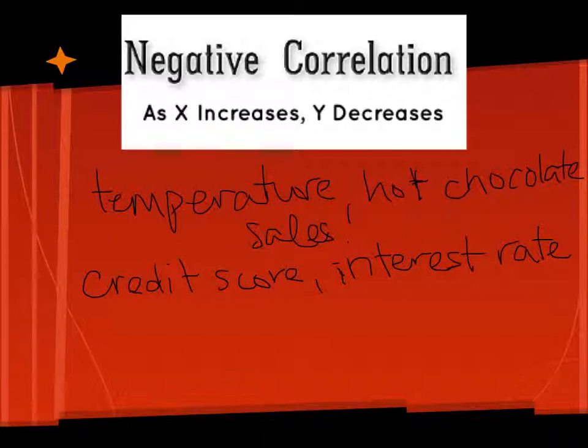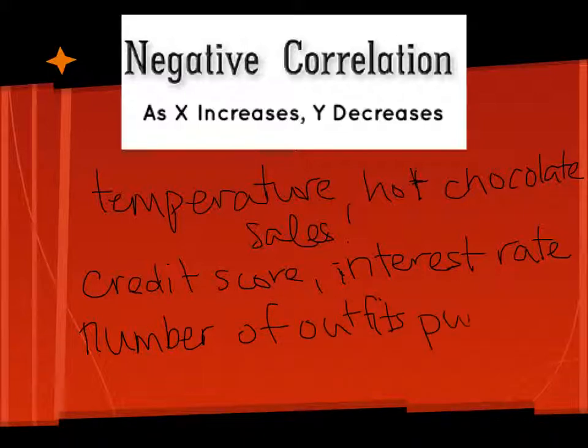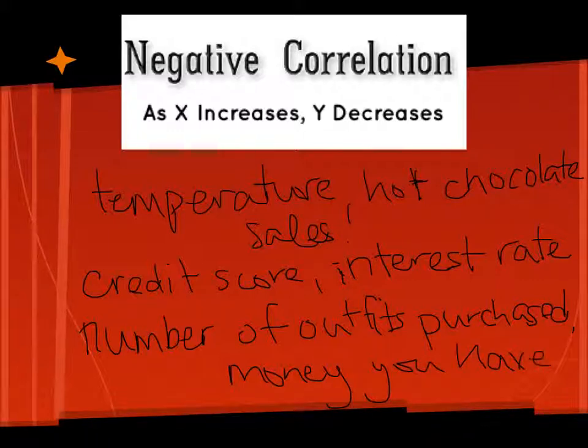Another one might be the number of outfits or shirts you buy, the number of outfits purchased, and the money you have. As you buy more things, the amount of money you have decreases. So as your purchases increase, your money decreases.